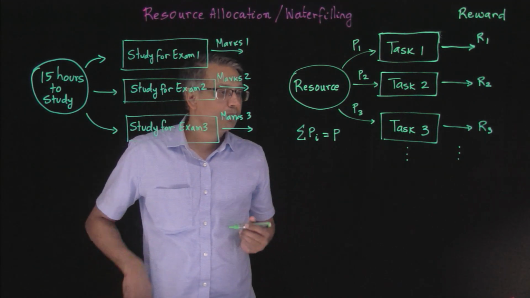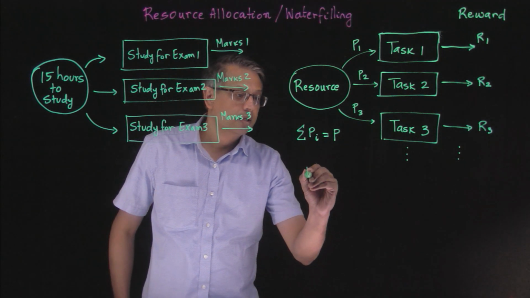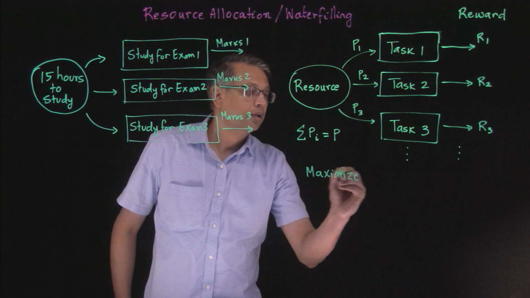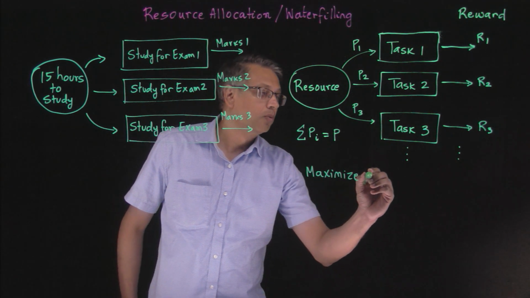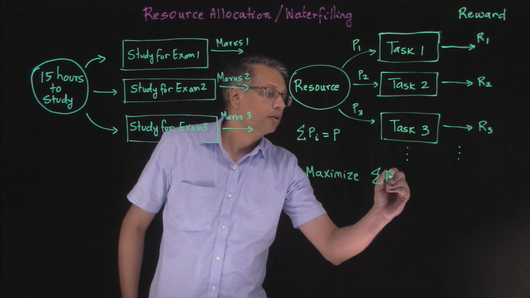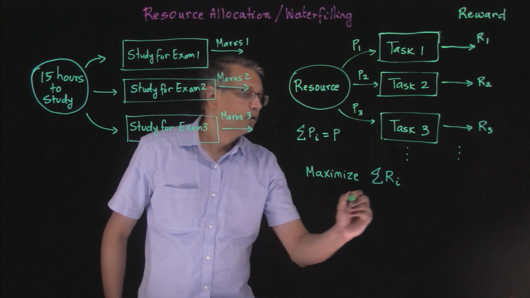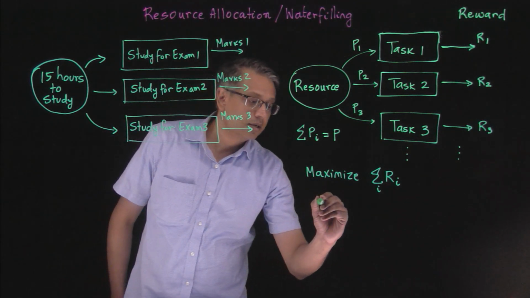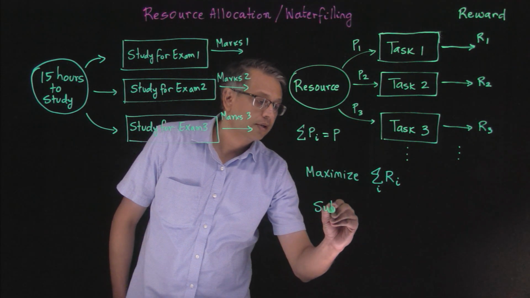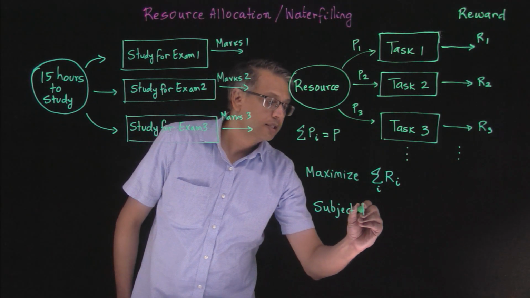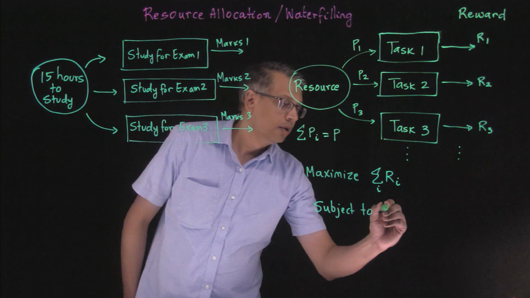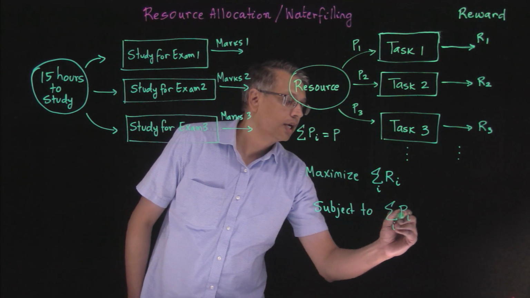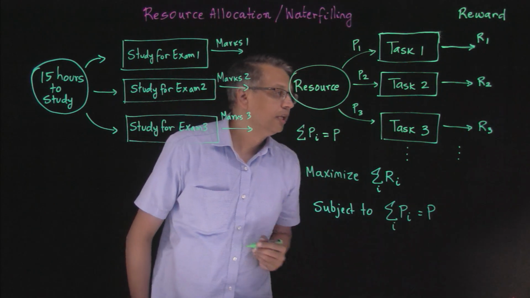So the optimization problem we are interested in is in maximizing the sum of the rewards, sum over i of R_i, and you want to maximize this subject to the sum of the resources that you allocate to the different tasks being fixed.